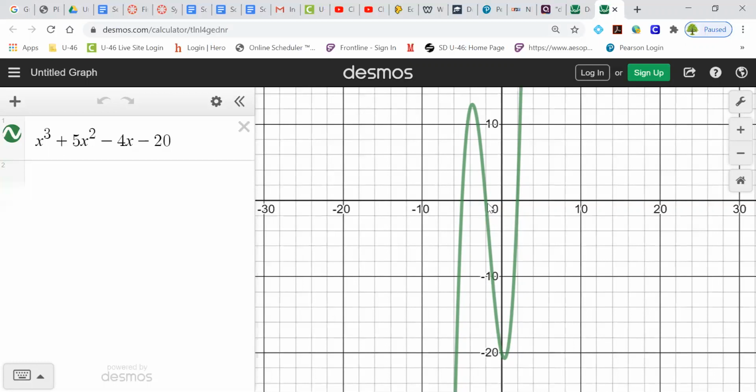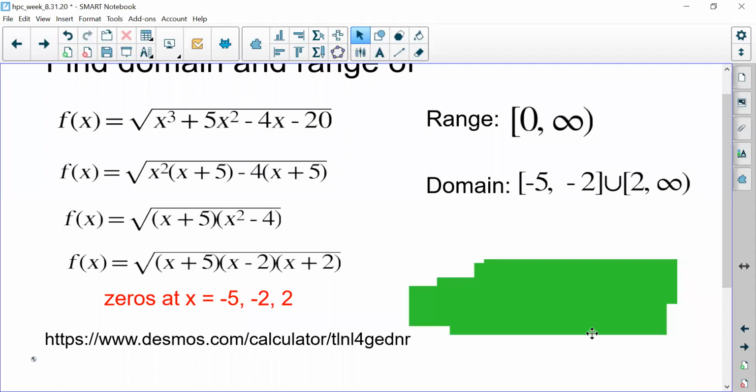All the x values from between -2 and +2, they're out because they produce negative y values. And every x value less than -5 is out because it produces negative y values. So my domain is everything between -5 and -2, and everything greater than +2. Which is this set of intervals.